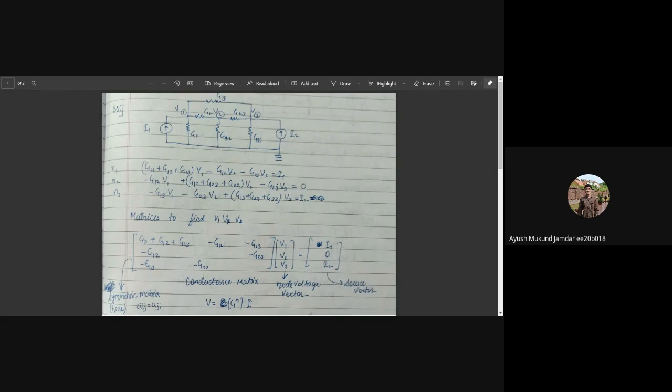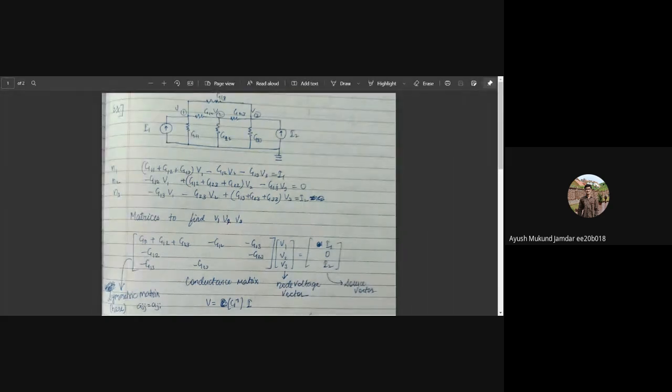In this video, we'll try to understand nodal analysis, that is, a method to analyze circuit networks using Kirchhoff's current law. According to the law, for each node in the circuit, the algebraic sum of currents should be zero. Let's try to understand this with an example shown here.